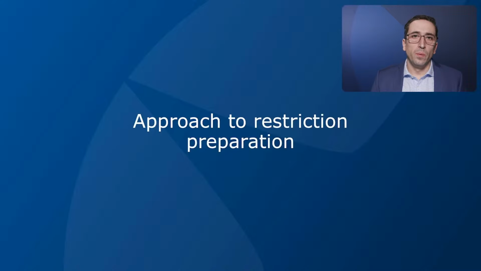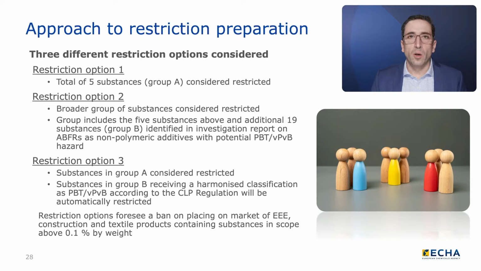Let me conclude with a brief explanation of the approach we are taking for the preparation of the restriction dossier. Considering the complexity of the mandate for the preparation of the restriction dossier, including the preparation of 2 interim reports, we are considering 3 restriction options. In restriction option 1, a total of 5 substances, which we call Group A, are considered to be restricted.